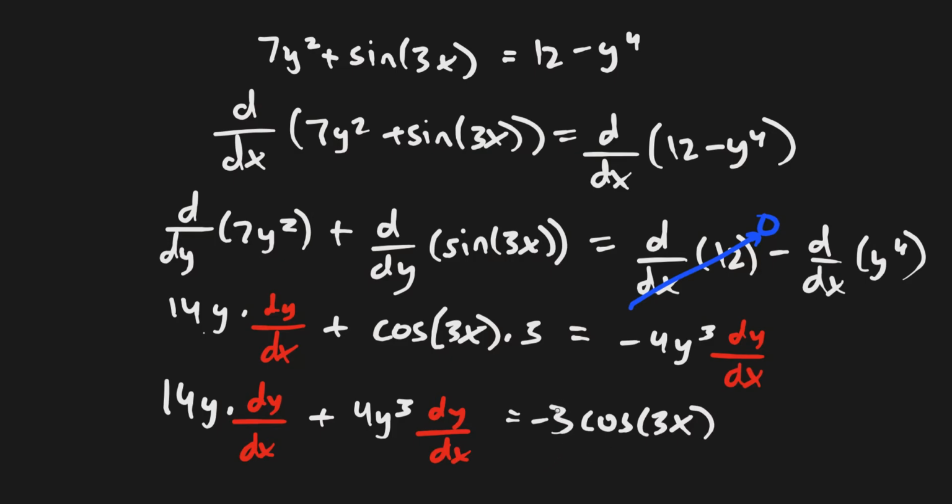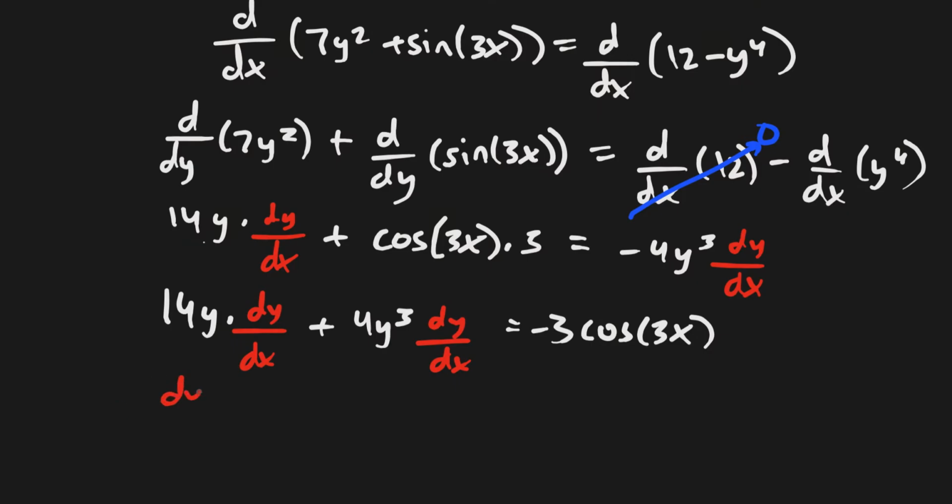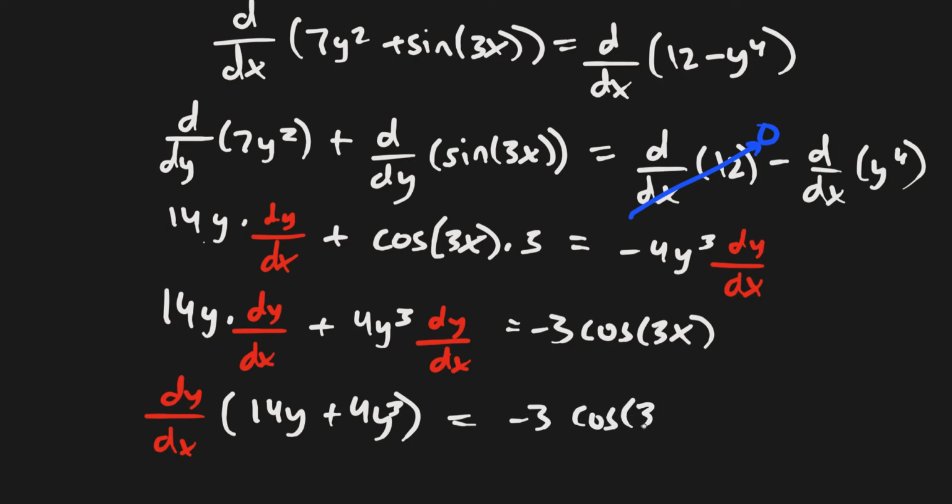Okay, so now the next step is kind of obvious, right? It's kind of intuitive. We have to isolate the dy by dx, so the most intuitive mathematical step would be to factor that out. So let me scroll down a little bit, and let's do that here. So it's just going to be dy by dx, and then we factored it out. We got 14y plus 4y cubed is equal to negative 3 cosine 3x. Okay, so now we have just one more step that we have to do. And what I'll do now is I'll do it in a different color, just so we have a variety of colors in this video. I'll just divide by 14y plus 4y cubed on both sides.